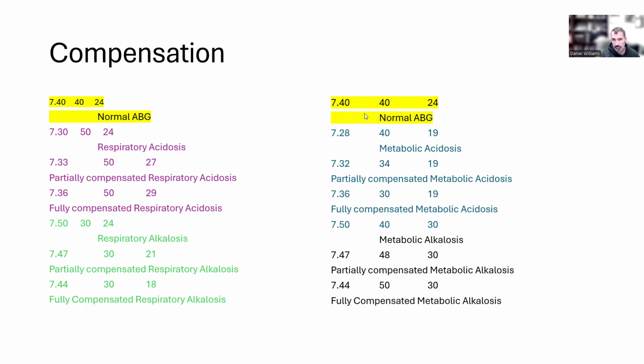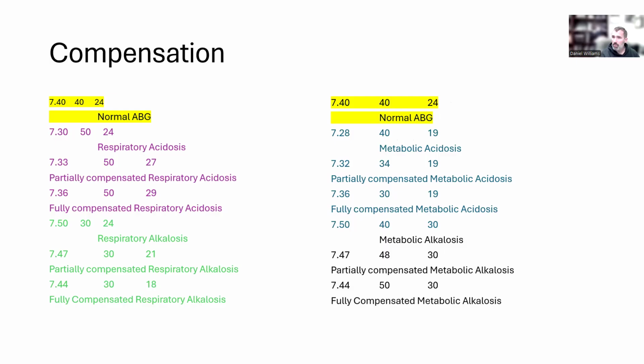We're starting on this side, 7.40, 40, 24, normal blood gas. We established already on previous slides that 7.28, 40, and 19 is a metabolic acidosis because the bicarb has decreased and it's brought down the pH with it.